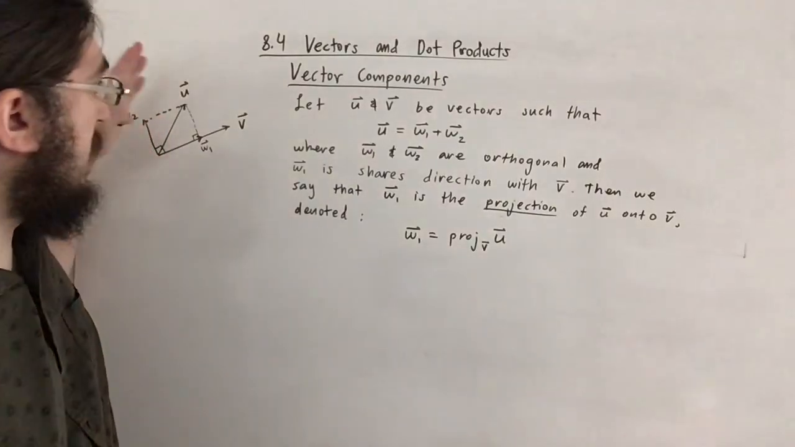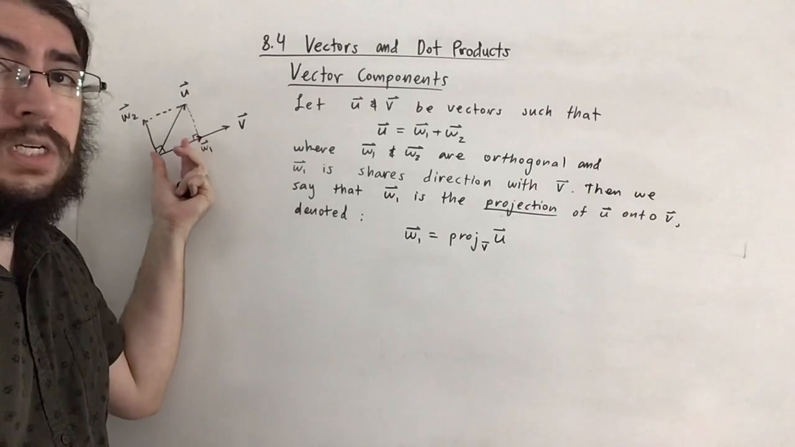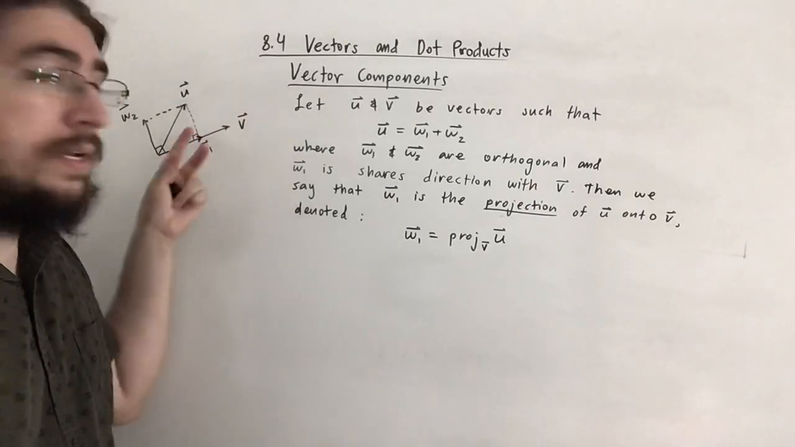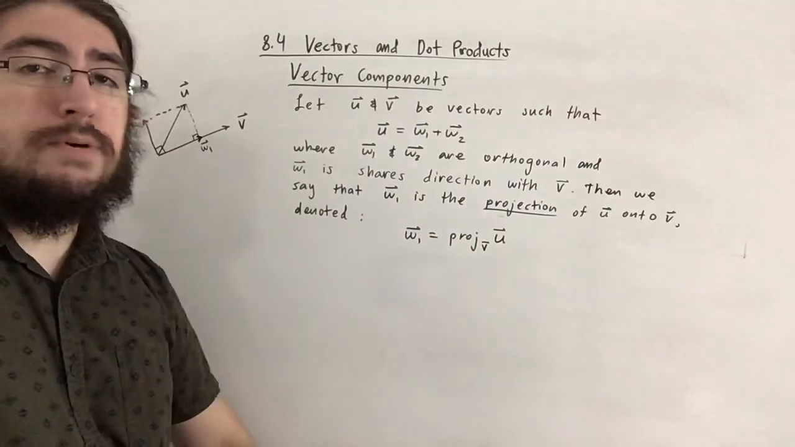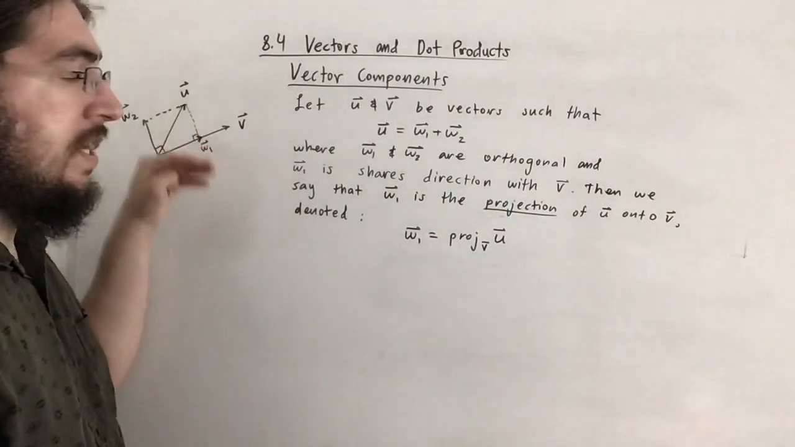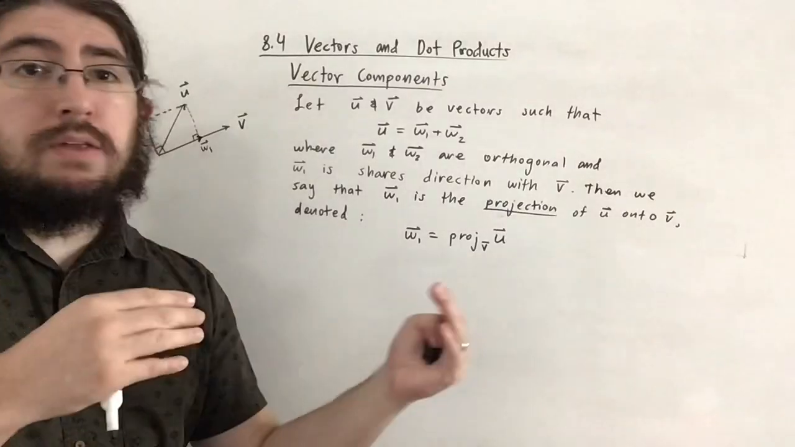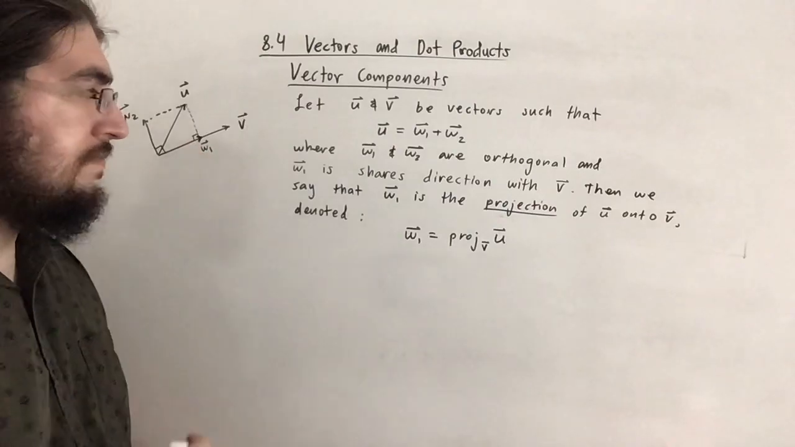We're basically looking at the shadow of u onto the vector v, so it's going to be a portion of it. Now, it could be more than it, depending if u is larger. But regardless, this is how we denote that projection. So it's the shadow of u onto v, which again, could be all of v, could be more than v, or could be smaller than v. Here it looks like it's smaller than v.